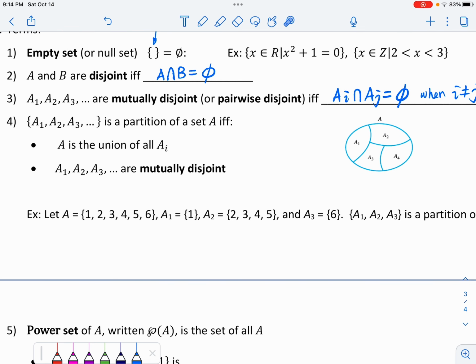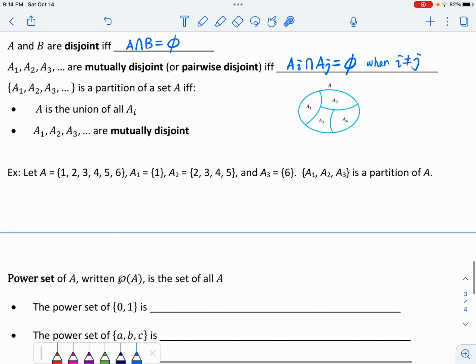Now we say a sequence of sets is a partition of a set A if A is equal to the union of all these sets, and also all these sets are mutually disjoint, pairwise disjoint. So this graph kind of depicts what a partition of set A is.